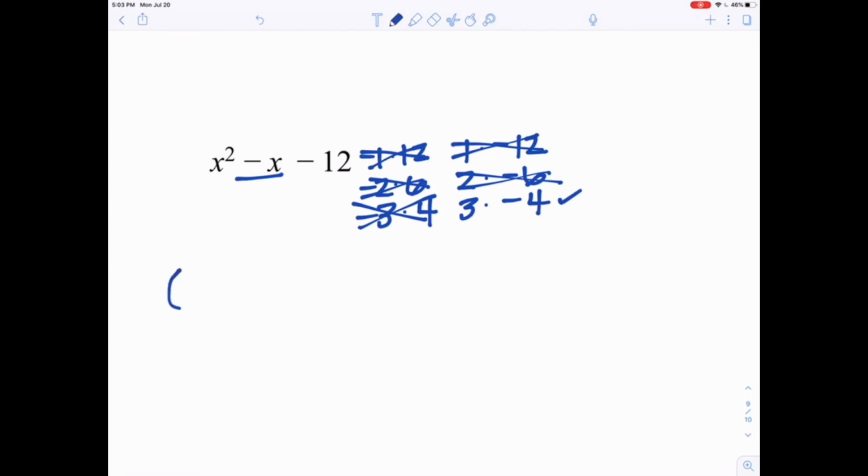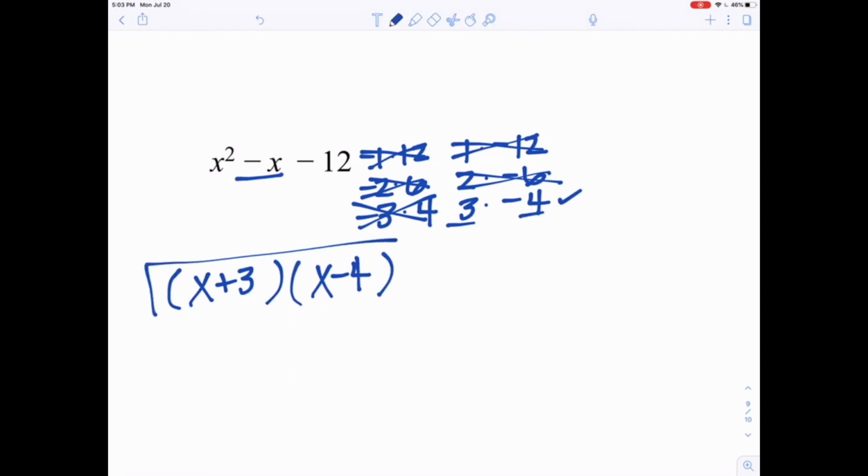So now I'm going to set up my parentheses, and I'm going to fill it in with these two. Positive 3, negative 4. And that is my answer.